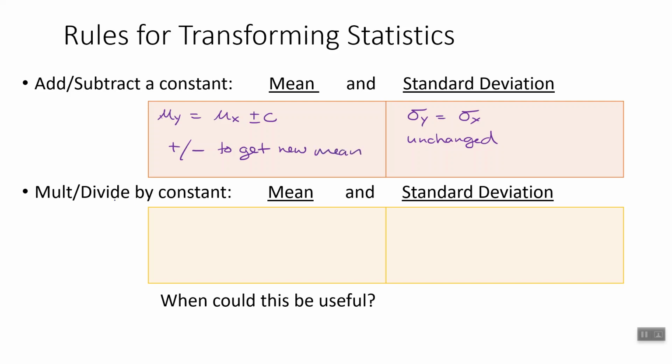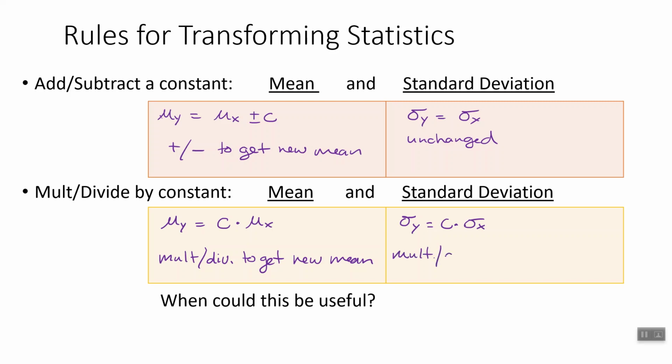Right. If we are multiplying, and remember multiplying is really the same thing as dividing, like the same thing if we just multiply by a fraction, that'd be dividing. So our new mean here would be whatever that constant is times our old mean. So we multiply or divide to get the new mean. With the standard deviation, we're also going to do the same thing. So our new standard deviation is just whatever that constant is times or divided by the old standard deviation. So we multiply or divide to get the new standard deviation.